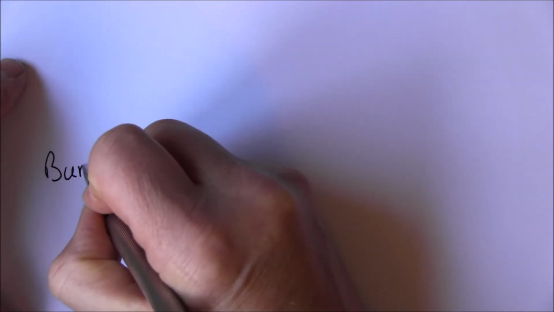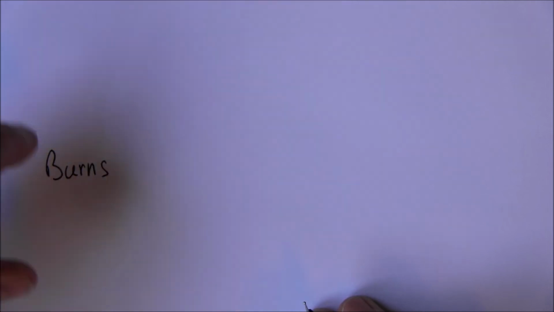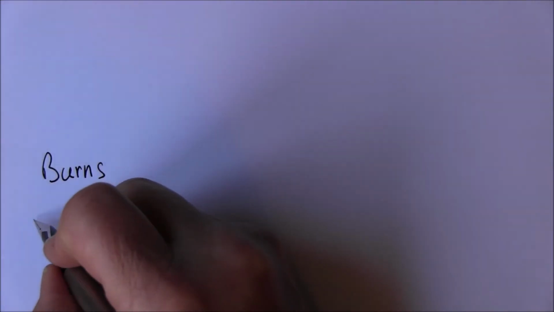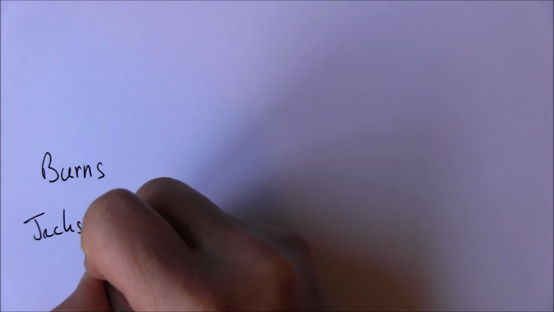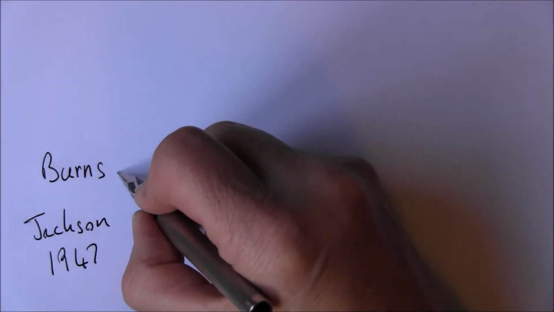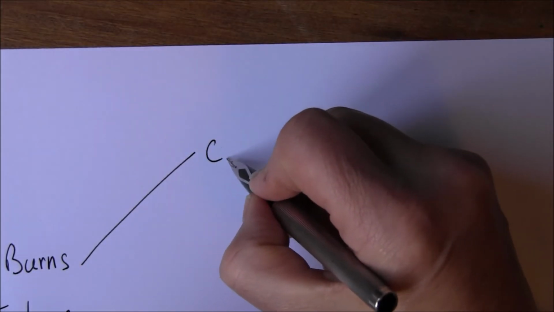So this model of burn pathophysiology, so with burns, we're really thinking about the pathophysiology of burns. And this three-stage model is based on the work of Jackson, who published way back in 1947. Douglas Jackson, the English research plastic surgeon. So we've got the area of coagulation.